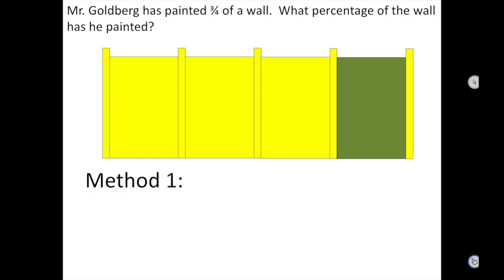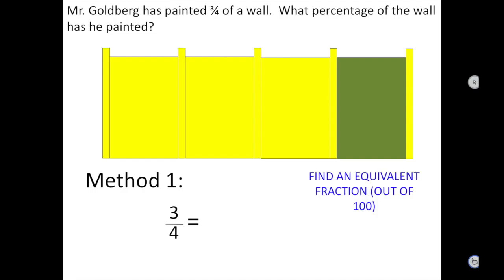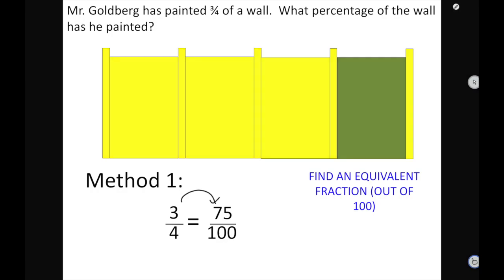Well, to convert this into a percentage, method one is to find an equivalent fraction. So I'm going to change 3/4 into a fraction out of 100, and we know that the percentage symbol literally means out of 100. So I'm going to rewrite this fraction as 75/100 by multiplying my numerator and my denominator by 25. Now that I have it out of 100, we can write it as a percentage because we know that 100 in the denominator literally means out of 100, and so does the percentage symbol. So now I can write 75%.